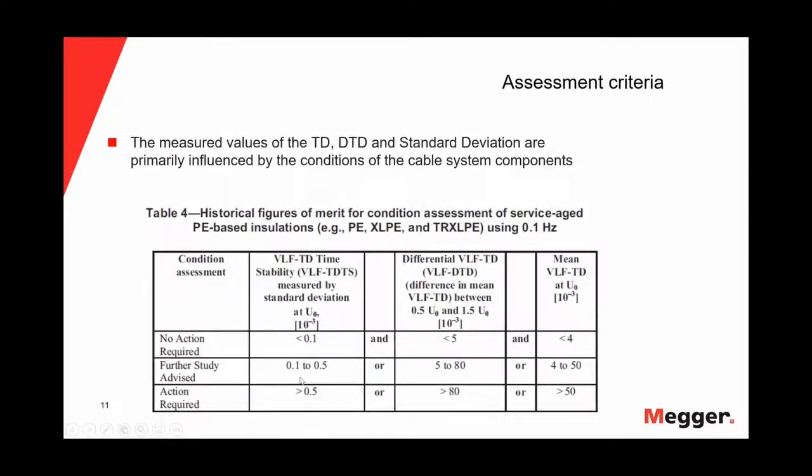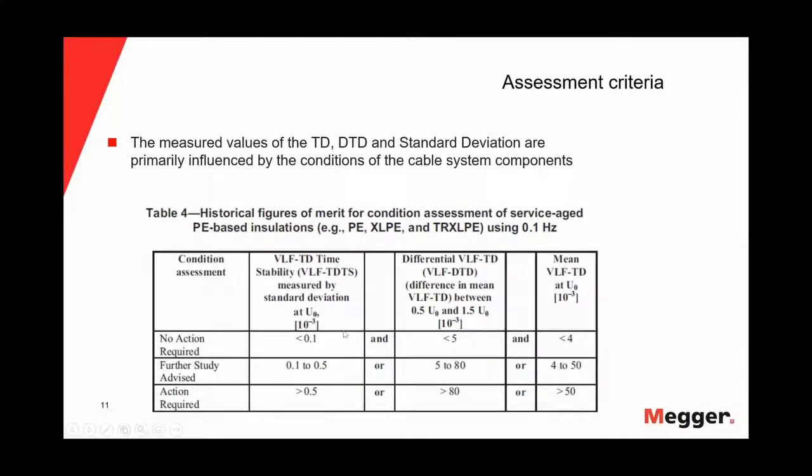The assessment criteria: the measured values of the TD, DTD, and standard deviation are primarily influenced by the conditions of the cable system components. Table 4 gives the historical figures of merit for condition assessment of service-aged PE-based installations, e.g. PE, XLPE, and TRXLPE, using 0.1 hertz. This is the table in 400.2. On the left is the condition assessment: no action required, further study advised, and action required.